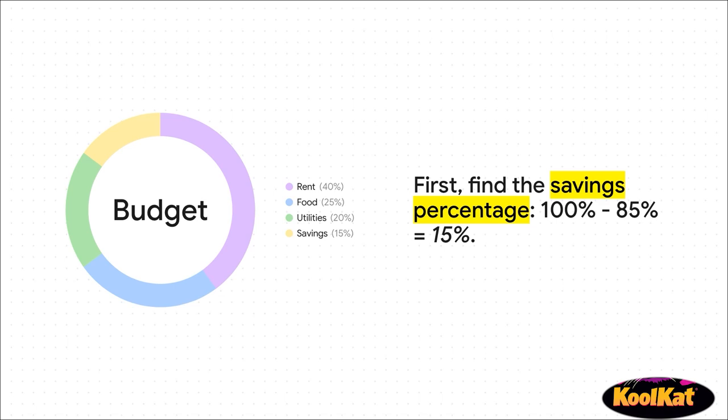Our very first step is to figure out what percentage of the budget goes to savings. Well, a whole circle is always 100%. So let's just add up the percentages we know. 40 plus 25 plus 20, that all equals 85%. So savings has to be what's left over. 100 minus 85 is 15%.